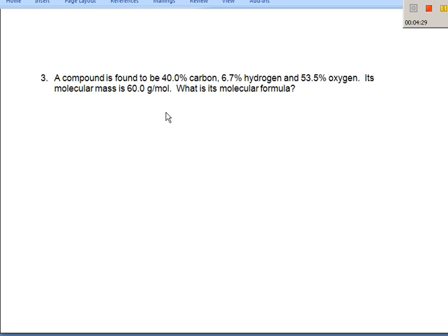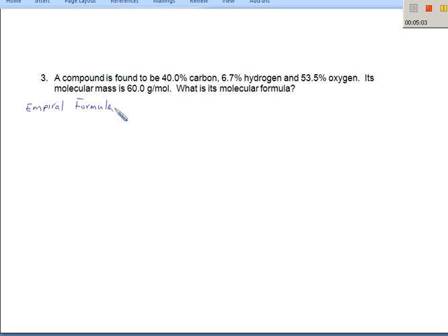This is the next problem, and this one is definitely more complicated. We have a compound that is 40% carbon, 6.7% hydrogen, and 53.5% oxygen. Its molecular mass is 60.0 grams per mole. What is the molecular formula? So the first thing that you are going to have to do is figure out the empirical formula, just like we did when we were looking at empirical formulas earlier.